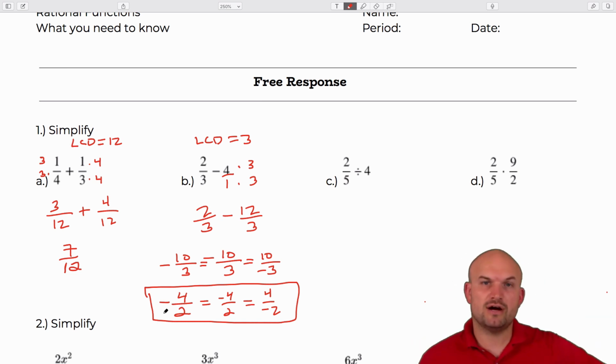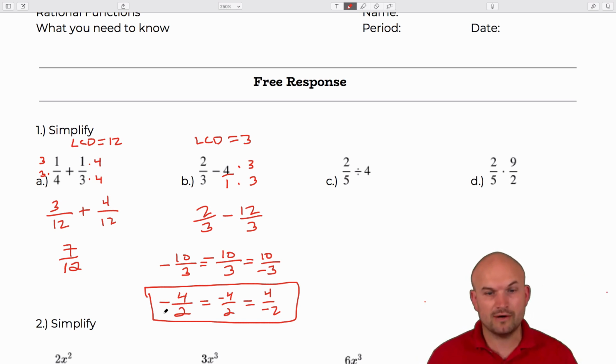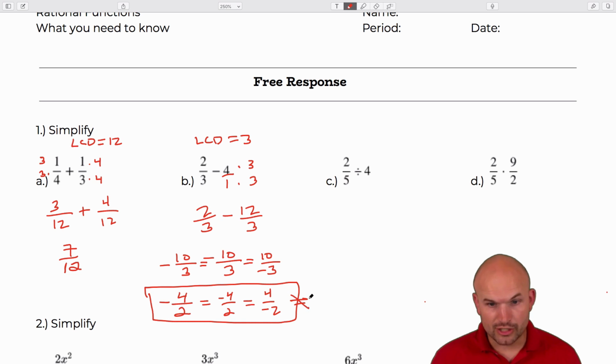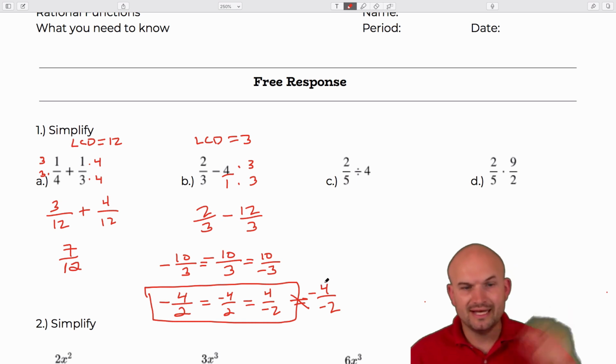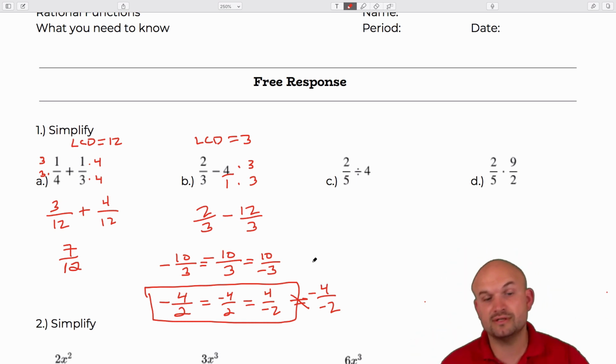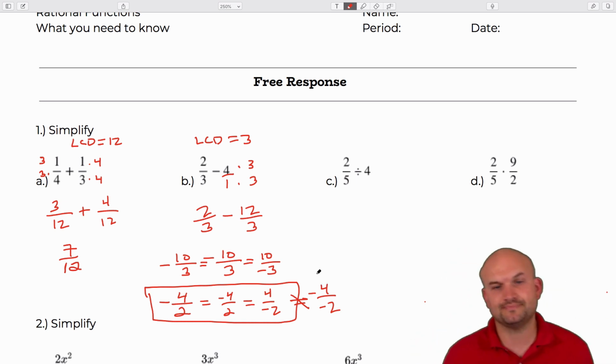People have a really tough time on where the negative symbol goes. It can go anywhere. It just cannot go in the top and the bottom. Don't do that because that would be a positive 2, right? Or if you had a negative 10 over negative 3, that'd be a positive 10/3. So don't put it in both. It's in one or the other, numerator or the denominator, or just put it in front.